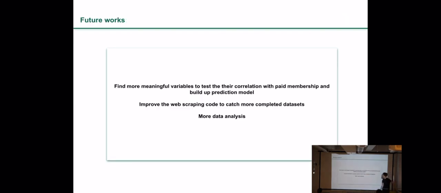I can find more meaningful variables, because so far I only found that the number of released shows and films in each quarter has a positive correlation with the paid membership. I can build up the prediction model when I learn more about data analysis, and I can improve my web scraping to catch a more complete data set and do more data analysis.